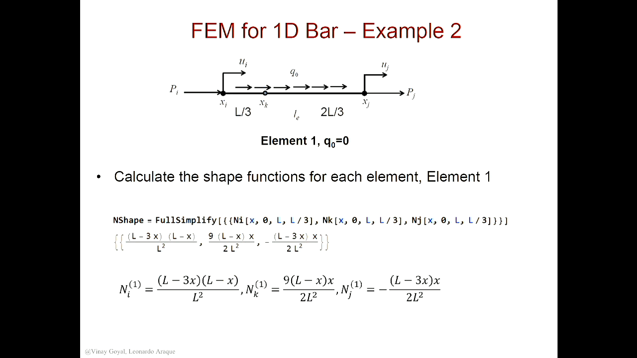For element 1, there's no distributed load. This is L third, and that's 2L thirds. So what I did, I went to Mathematica. For xi, I start at 0, my coordinate system. So I put 0 for xi. For xj, I put L. And then for xk, I put L third. That makes sense because that's L right here, and that's 0, and that's about L third. So that's what I plug in there. And then I did it the same for each of these guys. Since the function is already defined, Mathematica automatically gives me the shape functions Ni, Nk, and Nj.